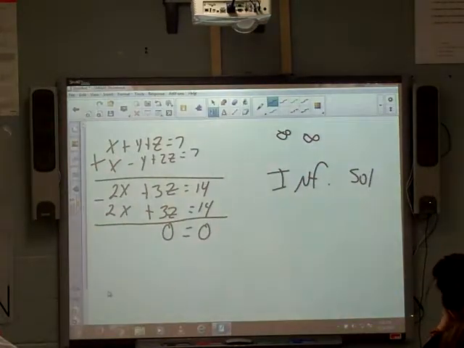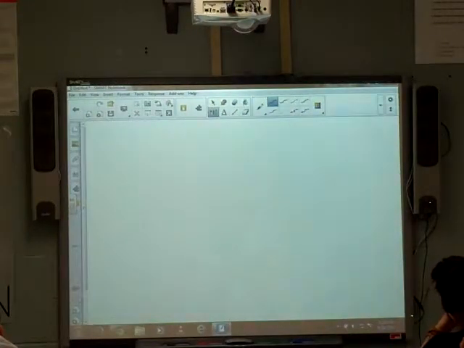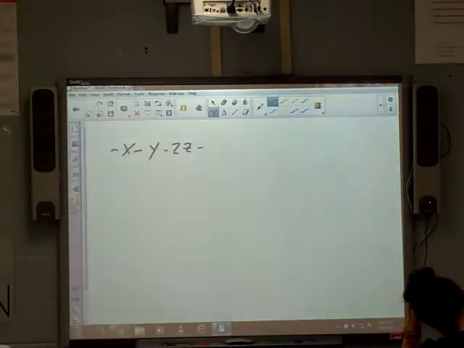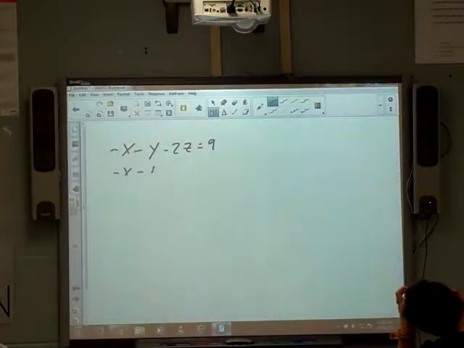Alright, 7's another weirdie, but it was a weird way that I got the answer. 1 and 3. 1 and 3? Yep, 1 and 3. You can delete all of them. Alright, 1 and 3. So I've got negative x minus y minus 2z equals 9. Negative x minus y plus z equals negative 10.